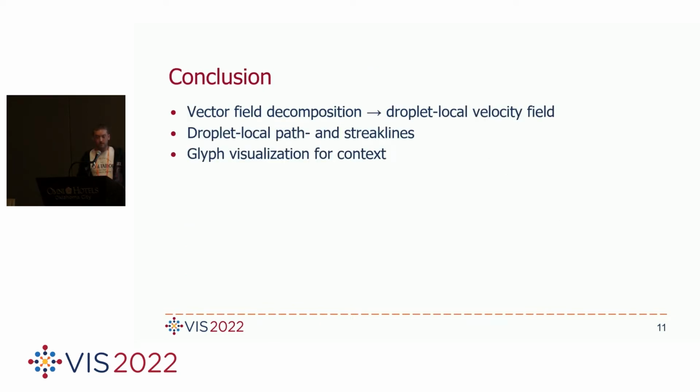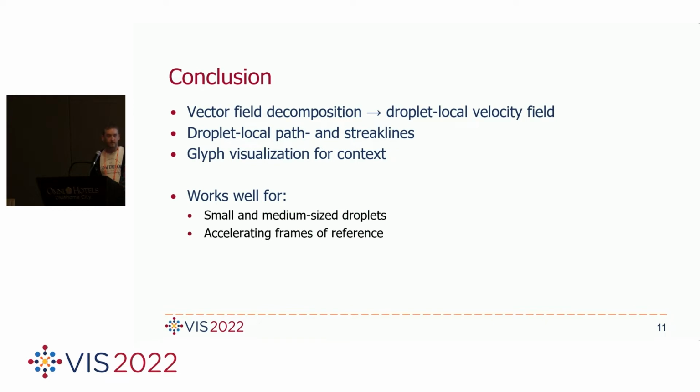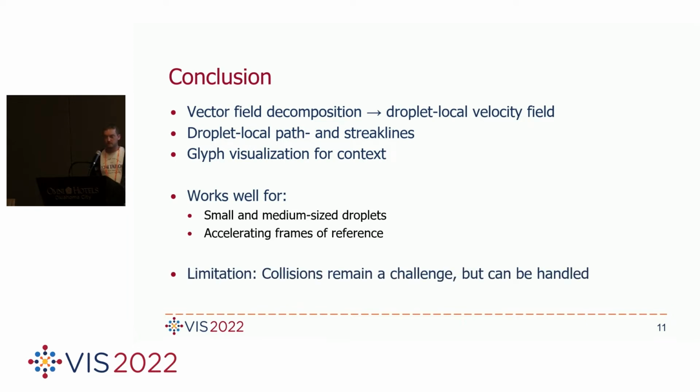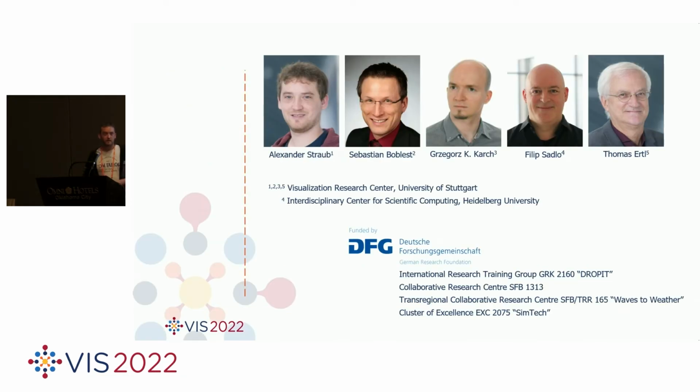So in conclusion, we provided a method for vector field decomposition to get the droplet local flow, integrate path and streak lines in there, and provide glyphs for context. This works very well for small and medium-sized droplets, and also has some other interesting application possibilities. A limitation is that collisions cannot be handled really well, but still a bit. As future work, we would try to do this in situ, because we don't need to do resampling for the vector field, which is quite nice if we do this in situ directly. So with this, I want to wrap up, and I welcome questions.